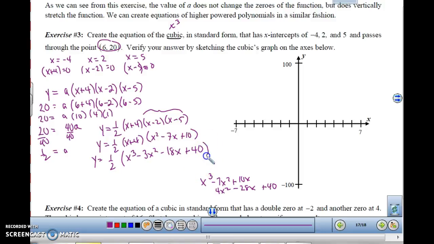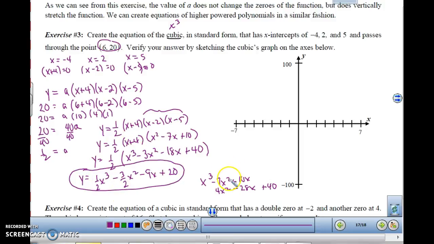And then I want to multiply the half through the parentheses. So this is going to be 1/2 x cubed, minus 3/2 x squared, minus 9x, and then plus 20. So that should be my equation. All right, so let's see what it's going to look like. The zeros: -4, then 1, 2, 3, 4. X equals 2. X equals 5. 1, 2, 3, 4, 5.